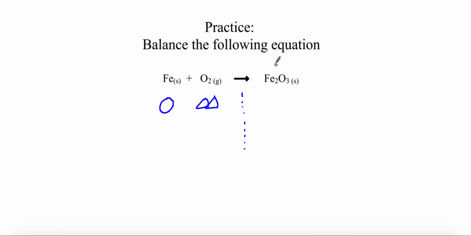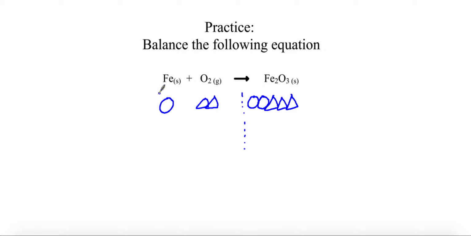Now for the product side, I have 2 irons bonded with 3 oxygens. Since circle is my iron and triangle is my oxygen, I want to show that I have 2 irons and 3 oxygens. And again, I'm just going to try to make sure that they're touching to imply that they're bonded. So right now you can see that we have 1 iron, 2 oxygens, and then a compound containing 2 irons and 3 oxygens. The whole goal again is to make sure that both sides are the same.